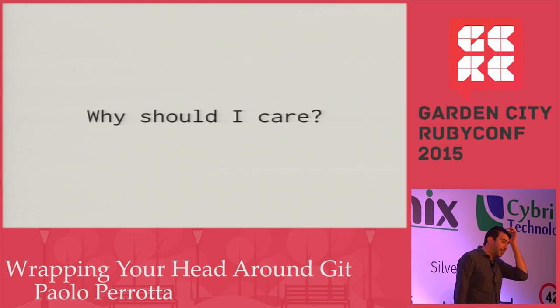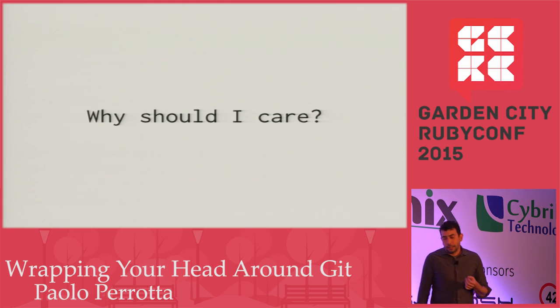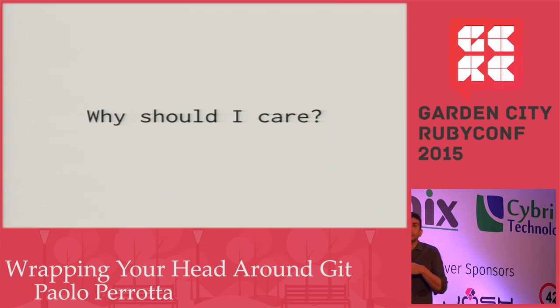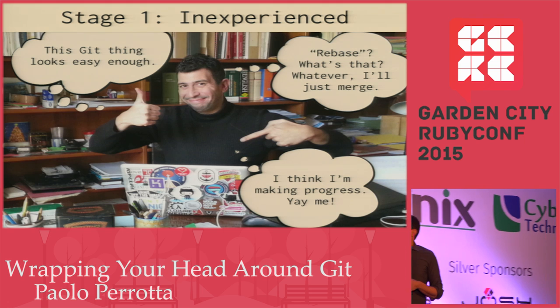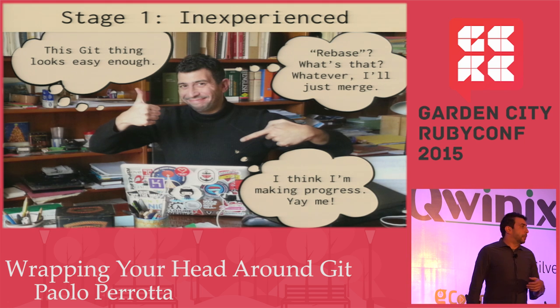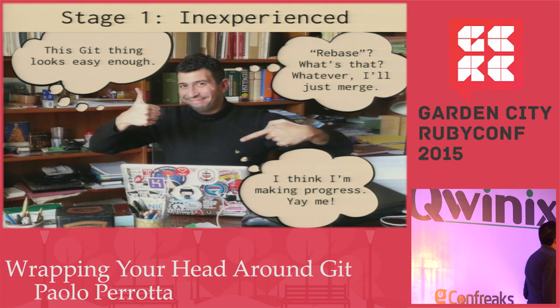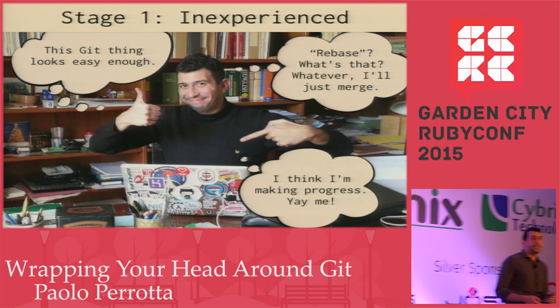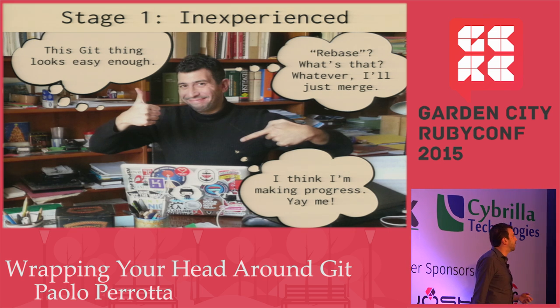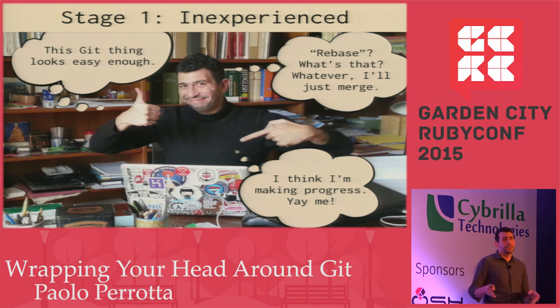And the basic thing is that when you learn Git like pretty much anything else, you can abstract it as three stages, okay? The first stage, you are inexperienced, okay? This is me being inexperienced. So I'm starting to play with Git. Hey, it's not as hard as I thought. Okay, I don't know, rebase, that wasn't in Subversion. Okay, I will merge, I know what that is, and so on, okay? And I was feeling all happy.